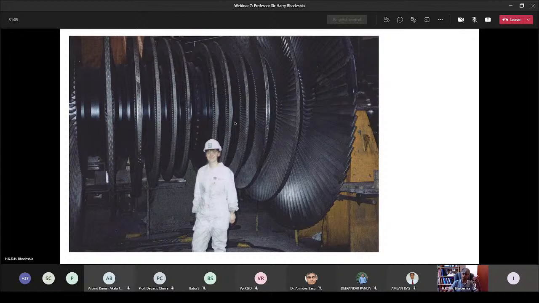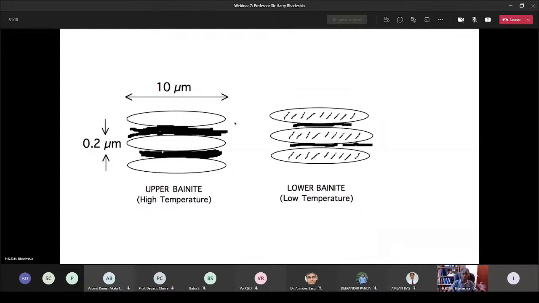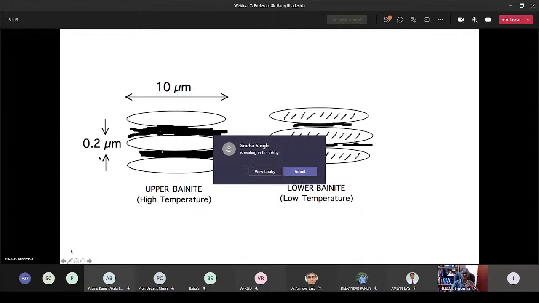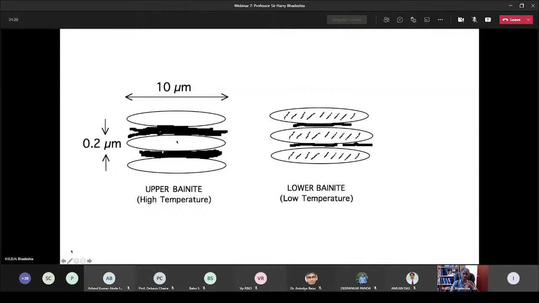It is sufficiently fine that you can't really resolve it using optical microscopy, because schematically it looks like this. Look at this scale here, it's 0.2 micrometers, which is a typical thickness of a bainite plate. That is below the wavelength of light, so you cannot resolve this kind of structure using optical microscopy. You have to use either scanning electron microscopy or transmission electron microscopy.